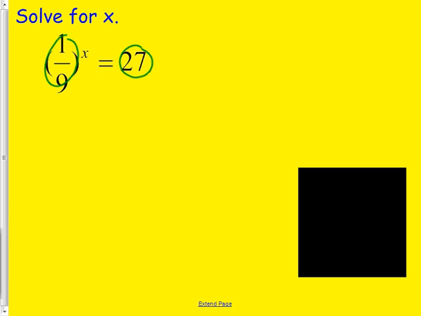Don't give me the final answer. You're going too fast. I'm glad you can go that fast. But just tell me, you could replace that 1/9 with a 3 to the what? Negative 2. And it's to the x. Equals, and I can replace the 27 with a what? To the what? 3 to the 3rd. There we go.